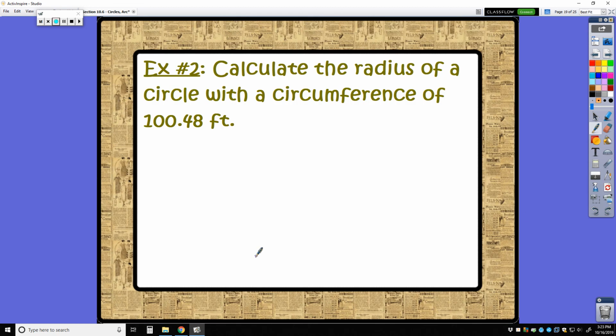Okay, so example 2, calculate the radius of a circle with a circumference of 100.48 feet. So in this problem, they give us the circumference. And so I'm going to start off with that basic circumference equals pi times diameter. And so they gave me C, 100.48. And that's equal to pi times the diameter.